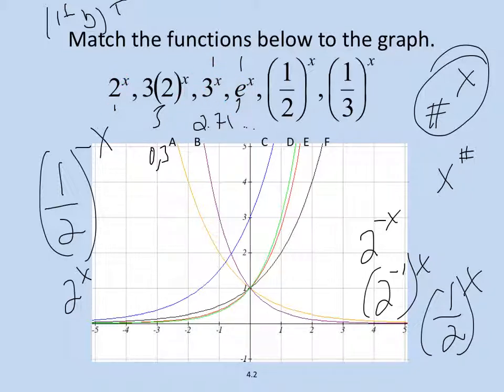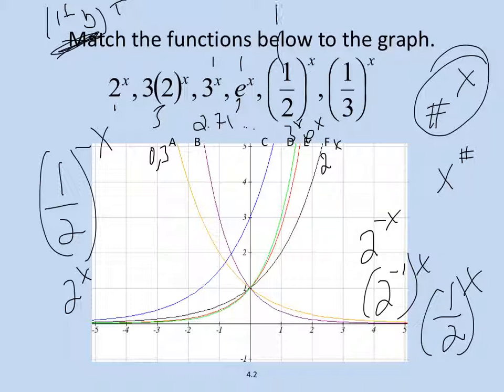So that tells me this f must be 2 to the x, e must be e to the x, and d must be 3 to the x. Okay? Now conversely, if you're looking at a decay equation, and these two are decay functions, because I know the base is less than 1, go back to 1 plus b.